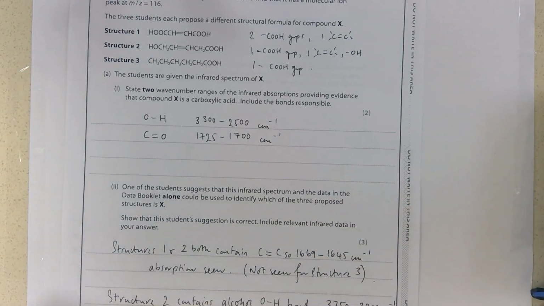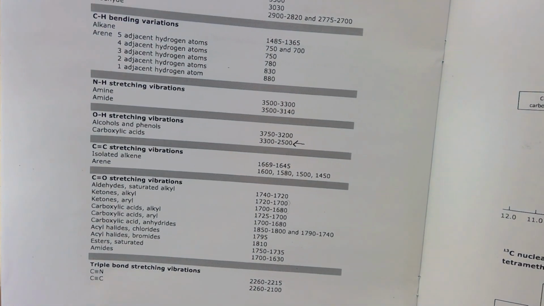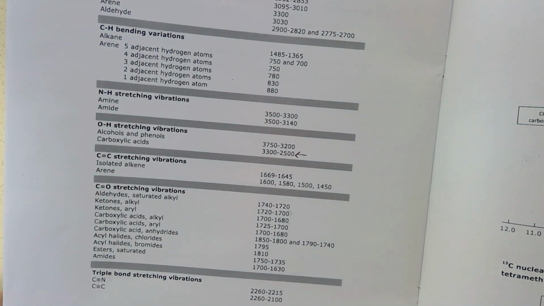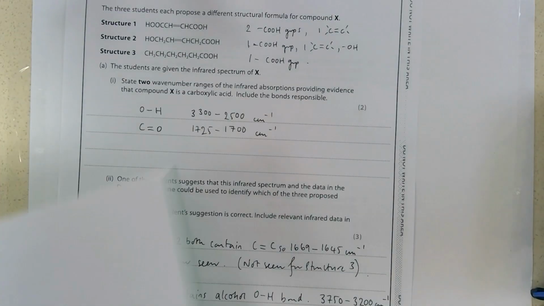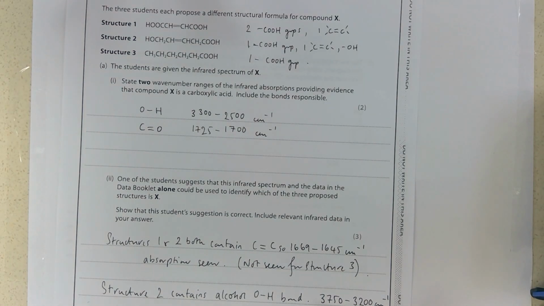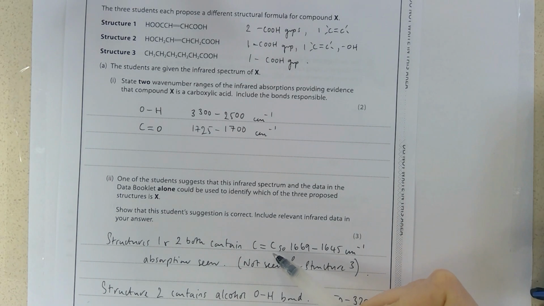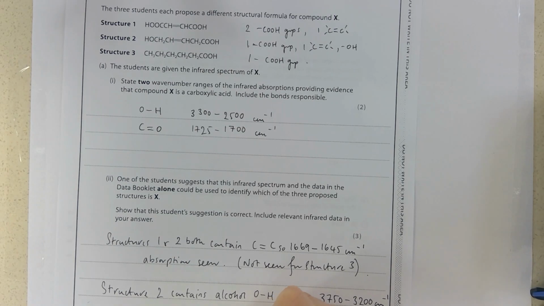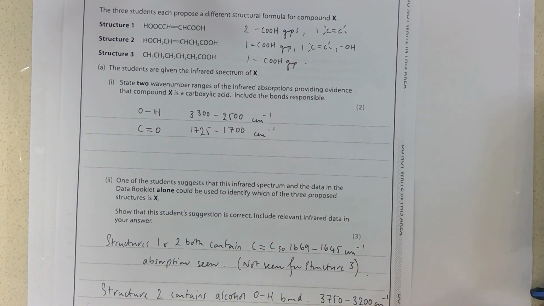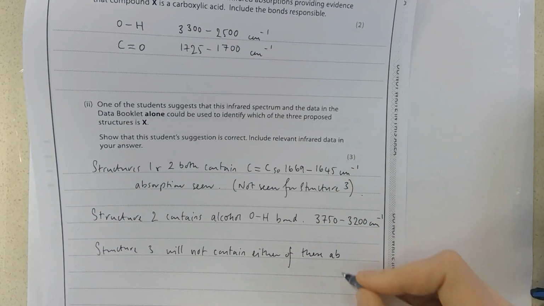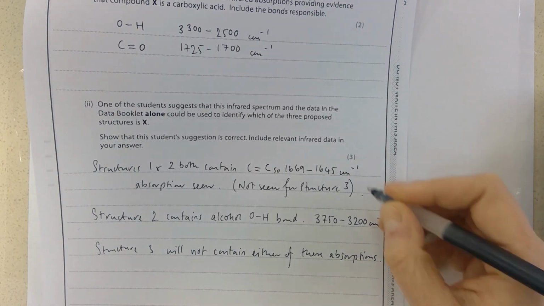Okay, whereas we've already said that it doesn't contain the carboxylic acid OH, and if we look in the data book, the carboxylic acid OH stretch is different, so 3,300 to 2,500, so we wouldn't be confusing the two. So structure 2 contains our alcohol OH bond, whereas structure 3, worth just saying at the end, won't contain either of those two, the C=C or the OH. And we're done. So 1 mark for each sentence there.